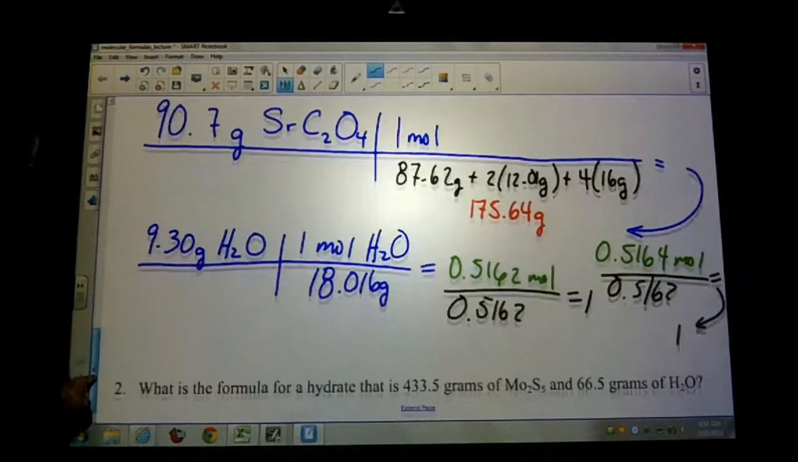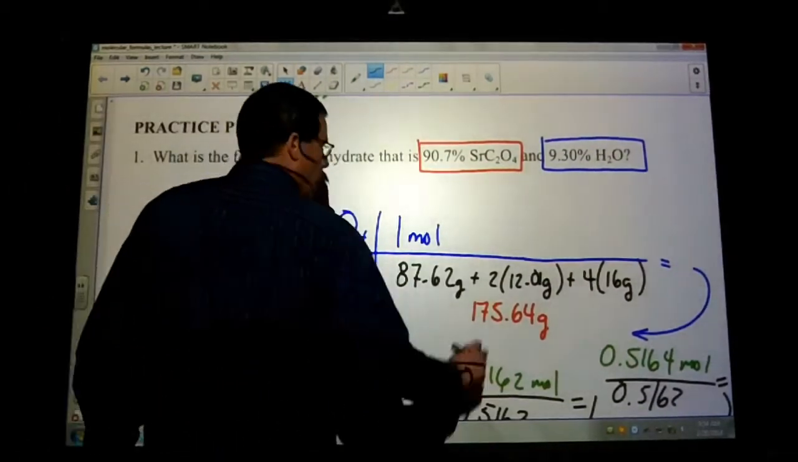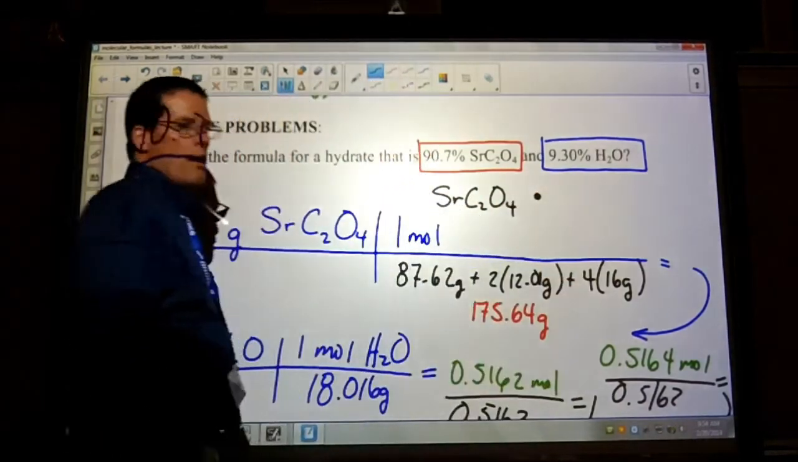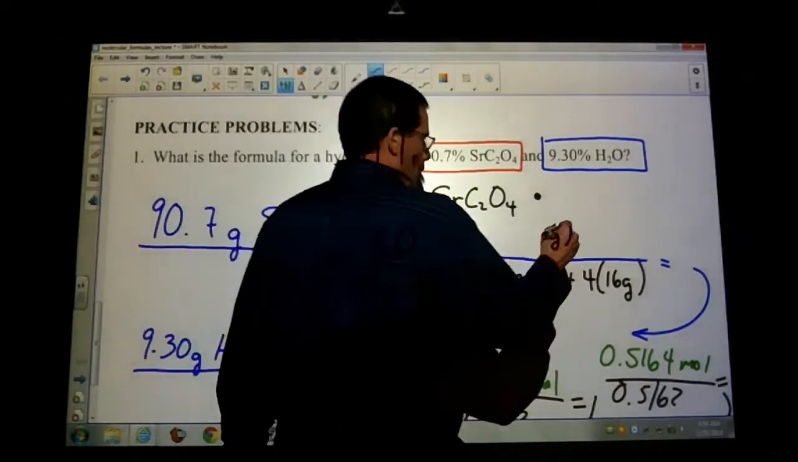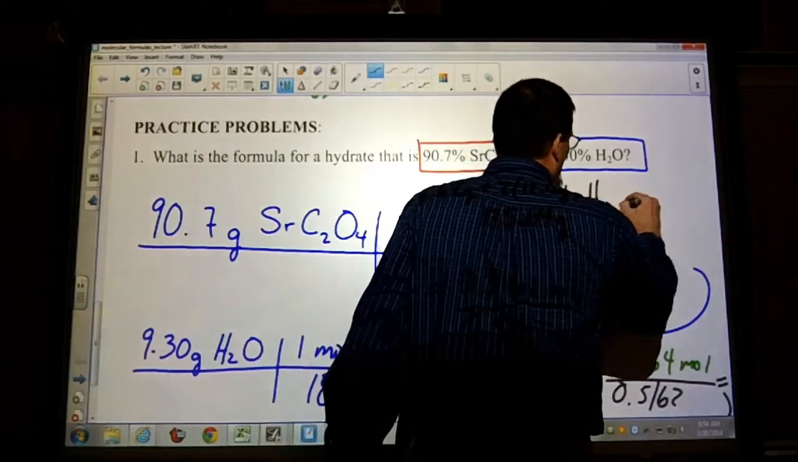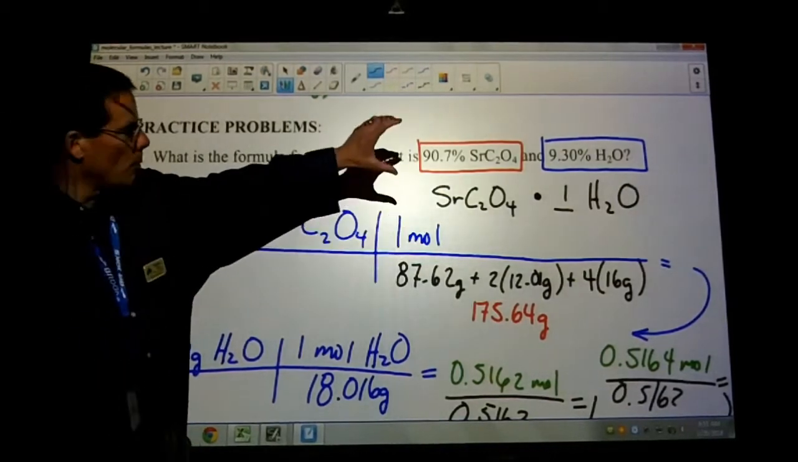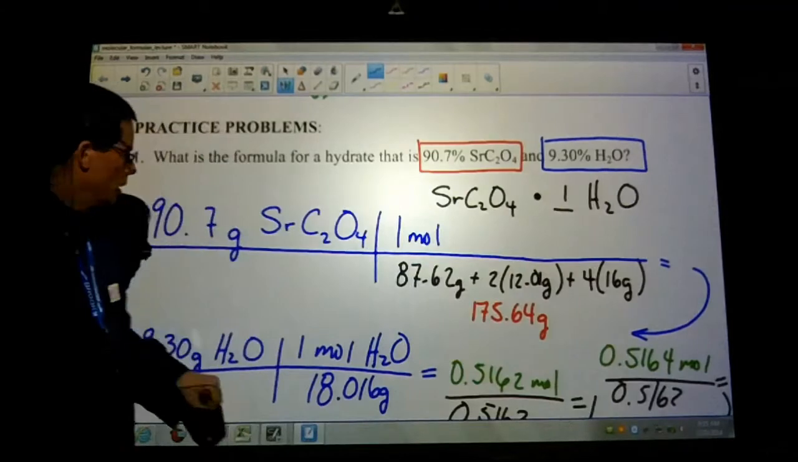So when I write this formula out, actually let's put it up here. Let's say that I'm writing my formula. It's SrC2O4, and then put this dot there. That represents that you have a water molecule chemically attached to it. And then what is our ratio? 1 to 1. So I'll actually put that coefficient of 1 there. You don't have to. If it's a 1 to 1, you don't have to, but I will do that. Okay. All right. So again, very similar to what we did yesterday, except the molecule has already been given to you, so you have to find the formula mass for that, and then we'll do our empirical formula stuff.